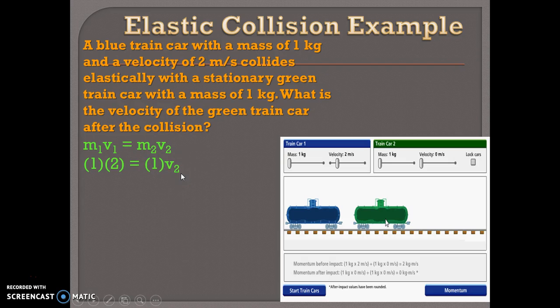We're going to figure it out. Mathematically, you'll see it supports the concept I just talked about. So when I multiply this together on the left-hand side, 1 times 2 is definitely 2, and that's equal to the second velocity.